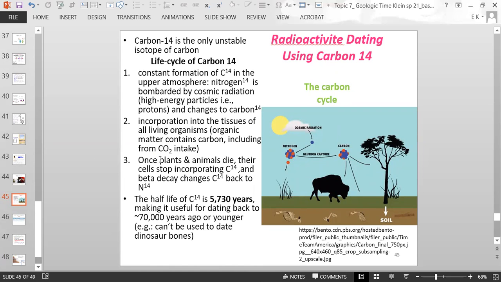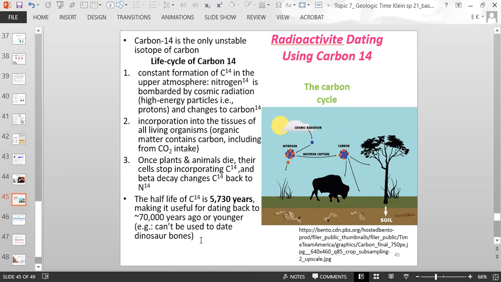So then once a plant or animal dies, the cells stop taking in new carbon dioxide. So you're no longer taking in new carbon-14. So then that starts the time of when carbon-14 in the organism's cells decays back to nitrogen-14. So the half-life of carbon-14 is 5,730 years. So it's useful as an isotope to date back to 70,000 years or younger.